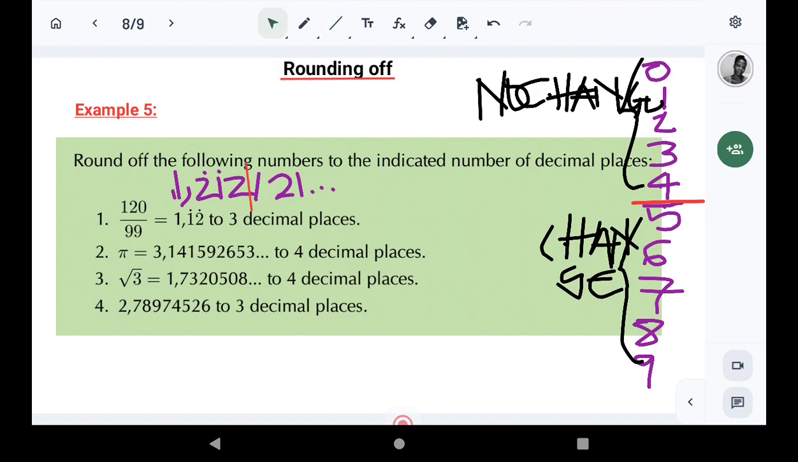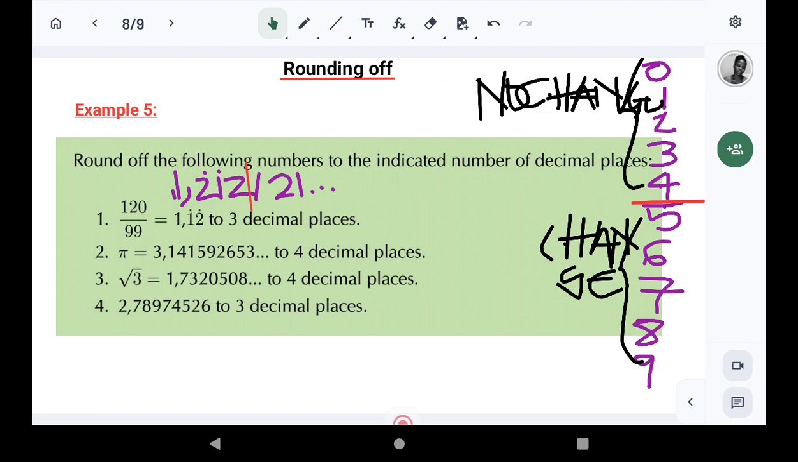And then you put your left finger, put your right finger on the number after the line you put. And then if the number, for example, in this case 1, falls under this no change zone, then you don't change this. Your answer becomes 1,212. But if your number falls on the change zone, then you change this one digit up. You just add 1 to the digit right next to it to the left.